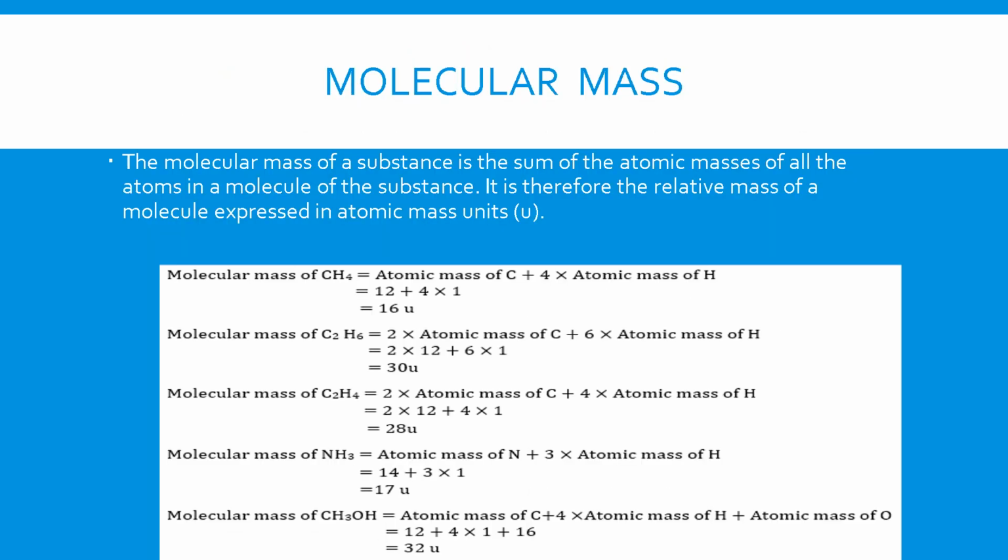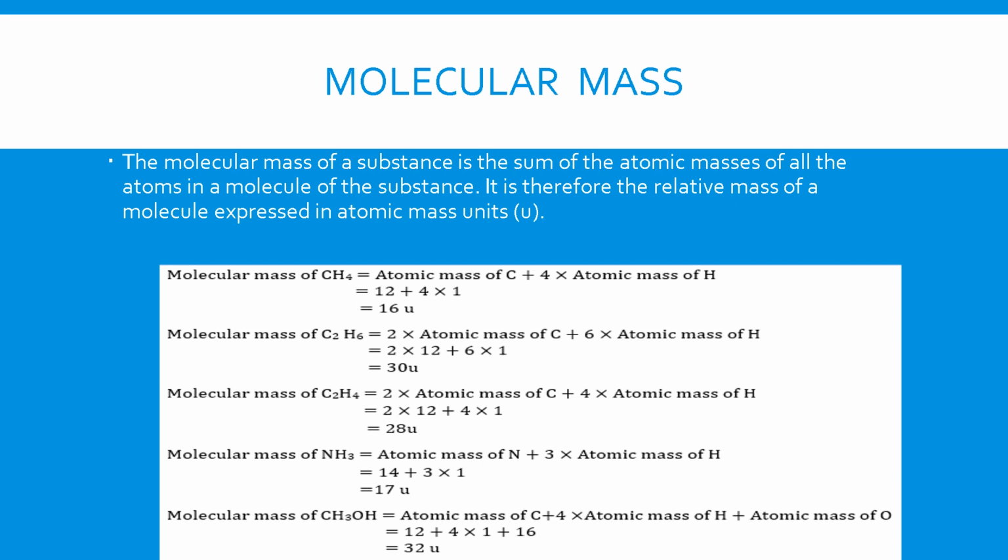Next is the molecular mass. The molecular mass of a substance is the sum of the atomic masses of all the atoms in the molecule of the substance, and therefore it is a relative mass of the molecule expressed in atomic mass unit. In short, you have to remember what the molecule is made up of: atoms. So the molecular mass of the molecule is the mass of the atoms of which that molecule is made up.